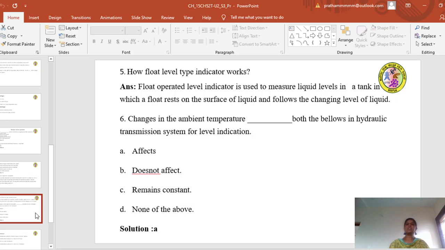Sixth question: changes in the ambient temperature dash both the bellows in the hydraulic transmission system for level indication. Whether it affects or does not affect, it affects. As we have learned just now from the explanation of the hydraulic transmission system, it has some effect on the variations in the temperature. Change in the ambient temperature affects both the bellows in the hydraulic system for level indication.